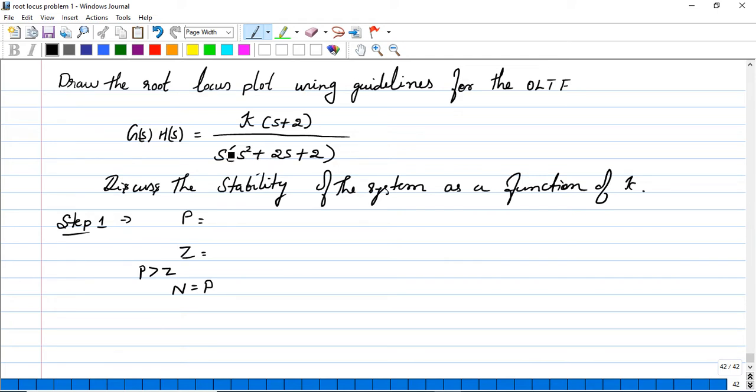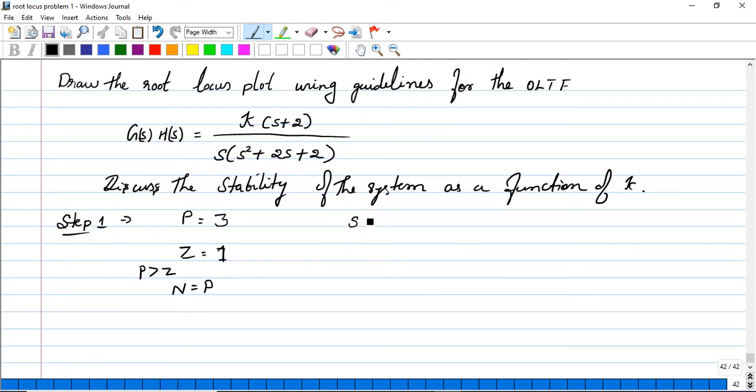It's not 2, because if I multiply out this particular equation, you just check the highest degree. If I multiply s³ + 2s² + 2s, s³ means I will be having 3 roots. If I solve the numerator I will have 1 root, meaning the number of open loop poles is 3, followed with open loop zeros, that is 1. Very simple.